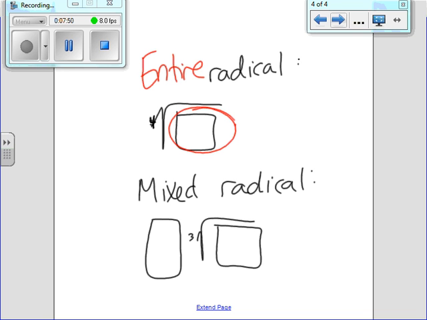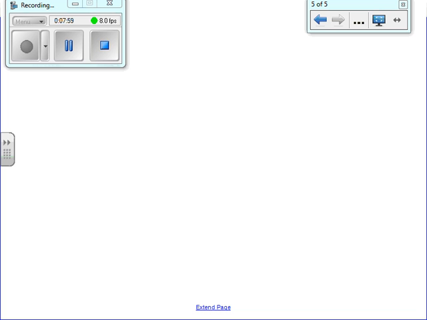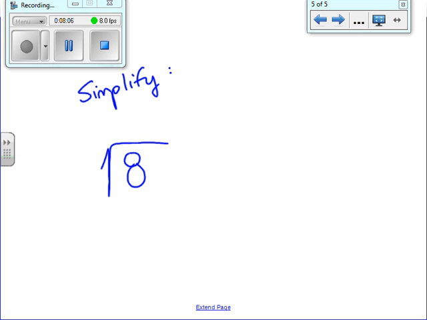So basically we're going to be trying to switch between mixed and entire radicals. Let's get right into it. If I'm asked to please simplify a radical, that means I'm usually going to get an entire radical, because it's all underneath the radical sign. Then I'm going to try and split it up into its pieces. So the first step when I'm trying to simplify something is to identify its factors.